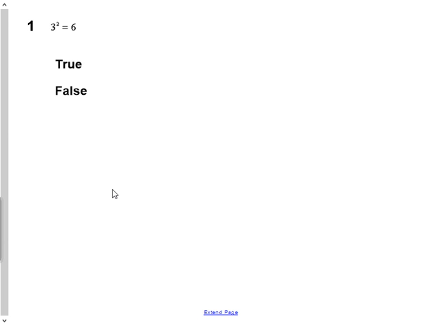Okay, this is 3.1's Formative Quiz. If you're using it as a study guide, make sure you go question by question. Just try the question, listen to the response, make sure you understand what you're doing.